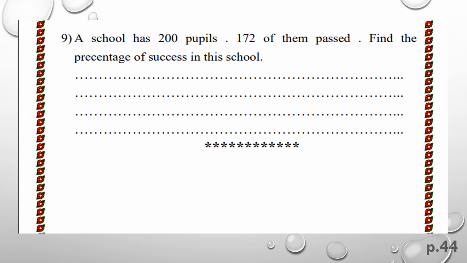We are still in page 44. Number 9. A school has 200 pupils. 172 of them passed. Find the percentage of success in this school. 200, this is the total number of the pupils. 172, this is the number of the pupils who passed. We want to find the percentage of the success in this school. To find the percentage, we use our rule, which is number over total times 100. 172 over total, which is 200, times 100 equals 86%.